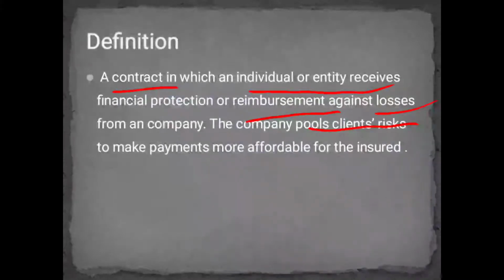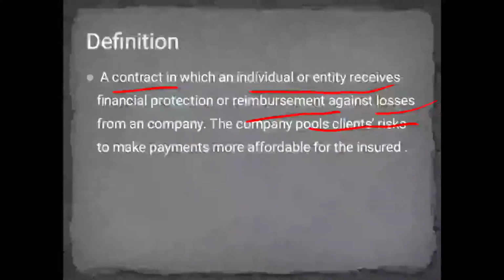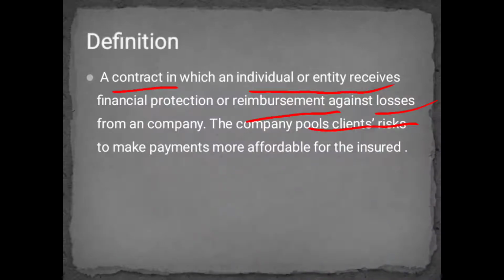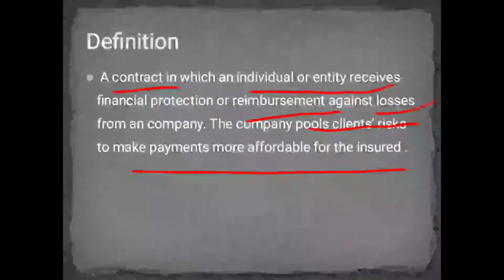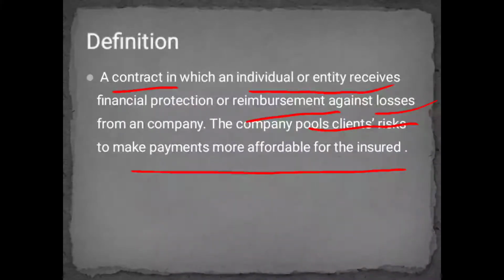And the company pools clients' risk. How are they paying you the compensation? They are taking the amount from all the clients. So risks are pooled. All the people's risks are put together, and whoever incurs the risk or the loss will be made the payment. This makes payments more affordable for the insured. So I hope you got a little knowledge about what is insurance.